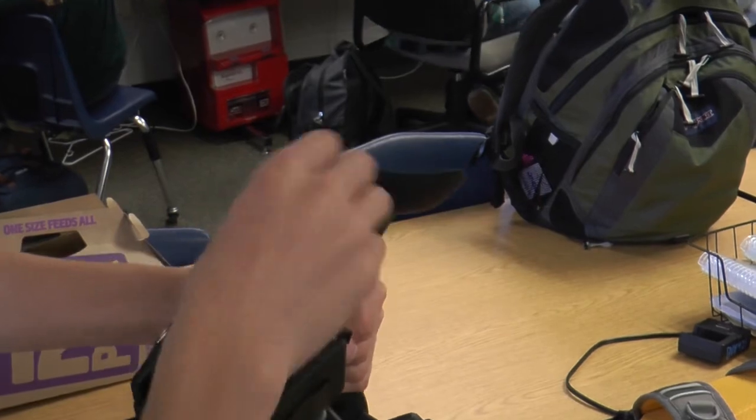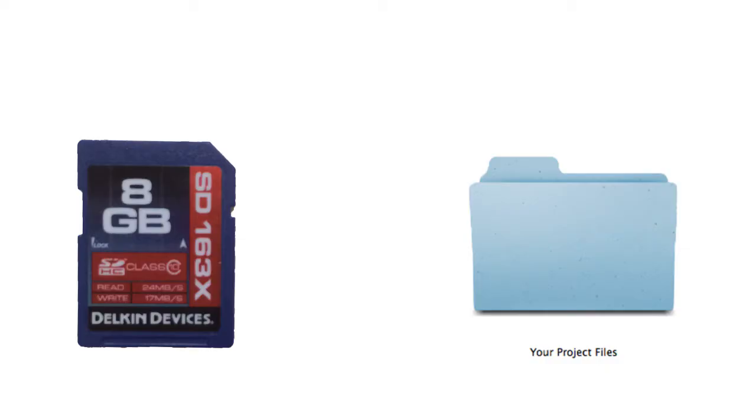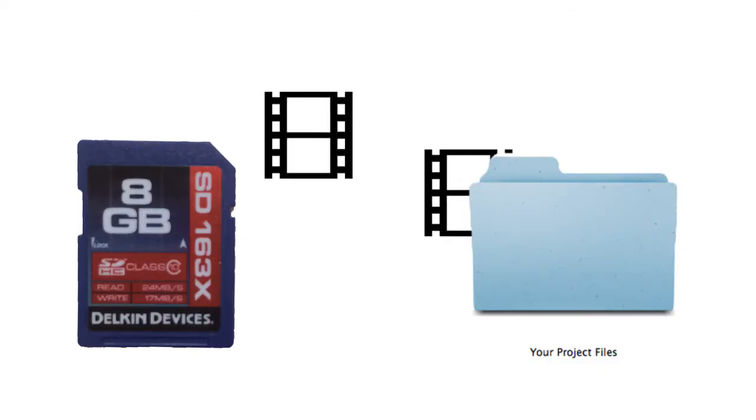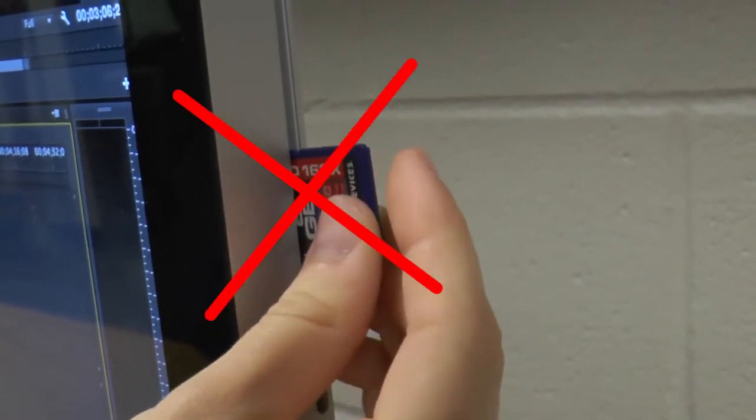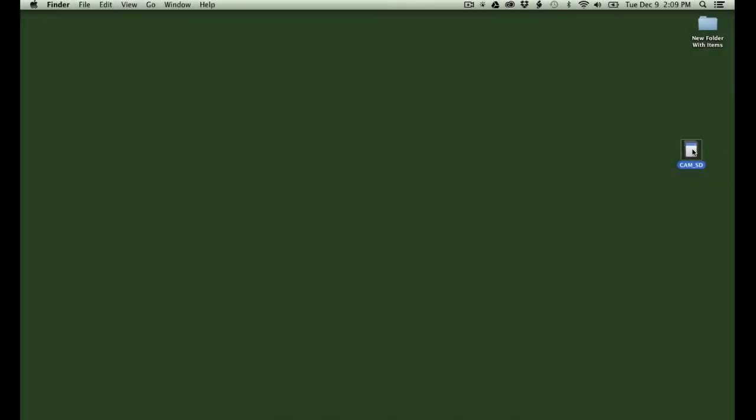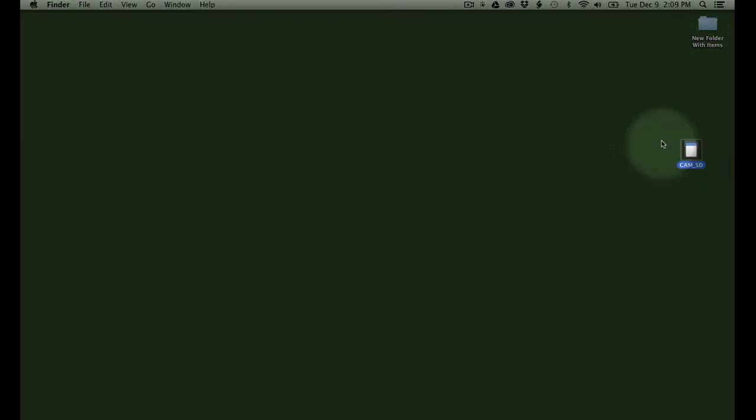Once you've shot the video for your project, you need to save those files to your project folder. Here's how to do that. First, insert your SD card into the card slot on the side of the computer. Be sure to avoid the DVD slot. If your card falls inside there, it's a huge pain to get it out. The card should appear on your desktop as CAM SD.